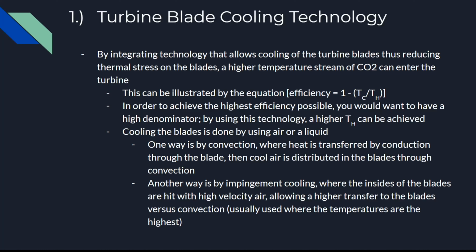One way is by convection, where heat is transferred by conduction through the blade, then cool air is distributed in the blades through convection. Another way is by impingement cooling, where the insides of the blades are hit with a high velocity air, allowing a high heat transfer to the blades versus convection. This method is usually used where the temperatures are the highest.